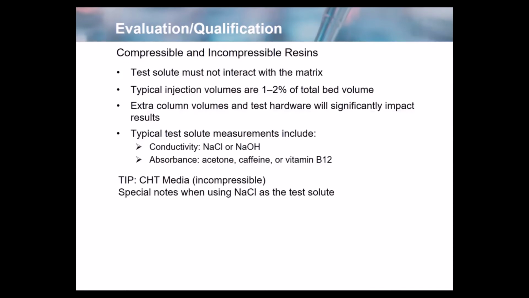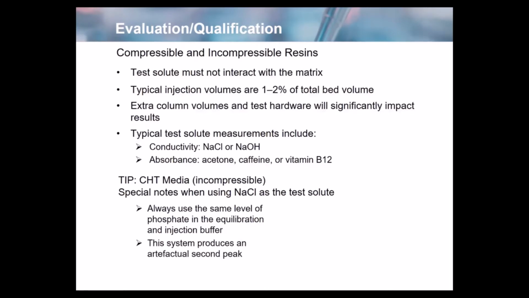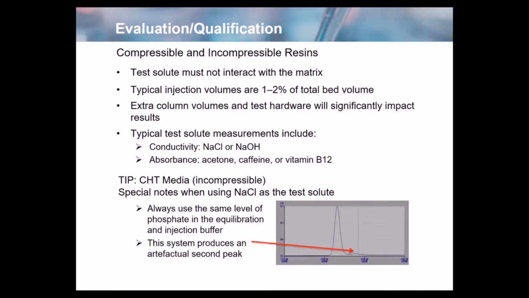Again, a tip for CHT media, a special note when using sodium chloride as a test solute. You always want to use the same level of phosphate in the equilibration and injection buffer. In addition, this system will produce an artifactual second peak, and I'm showing you what that looks like here on this chromatogram. The red arrow points to this small peak. It follows the main sodium chloride peak. It is actually a phosphate peak.